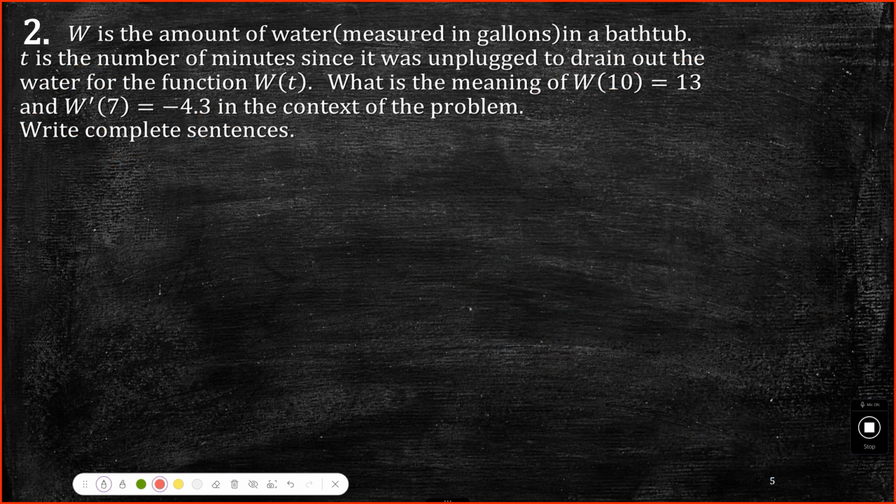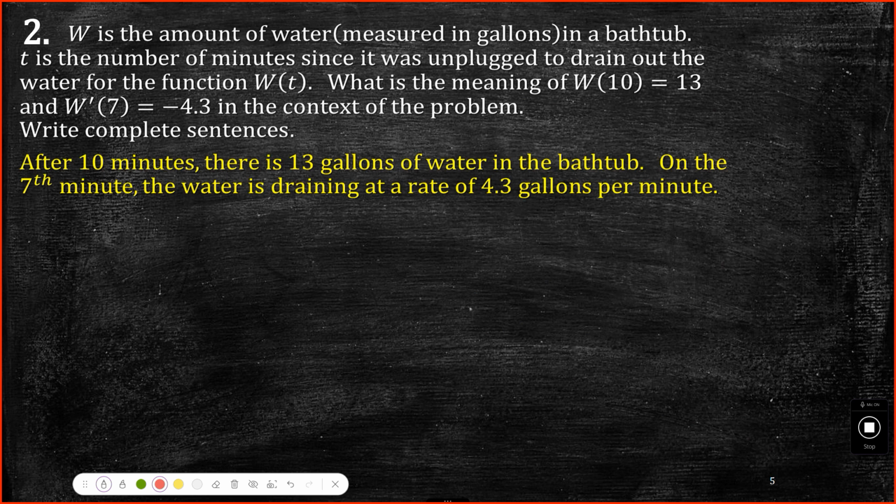So let's do that. How do you write down complete sentences? After 10 minutes, there are 13 gallons of water in the bathtub. For the second part, on the 7th minute, the water is draining at a rate of 4.3 gallons per minute. So the second one is the rate of change. The first one is how many gallons there are at time equal to 10.